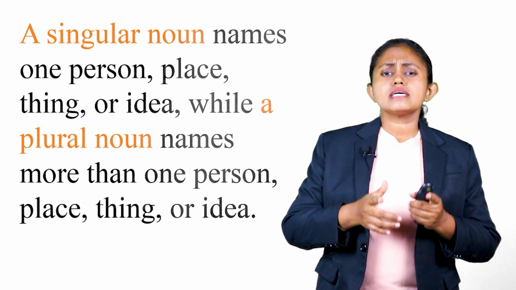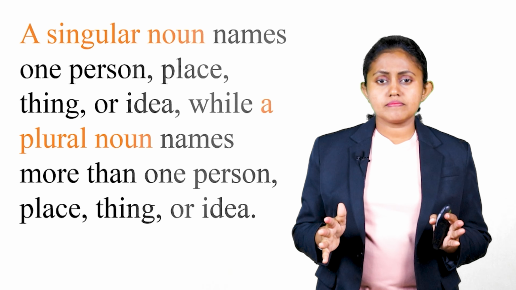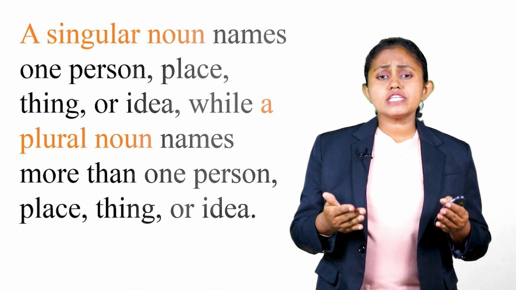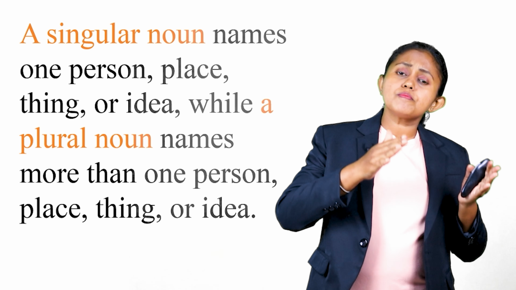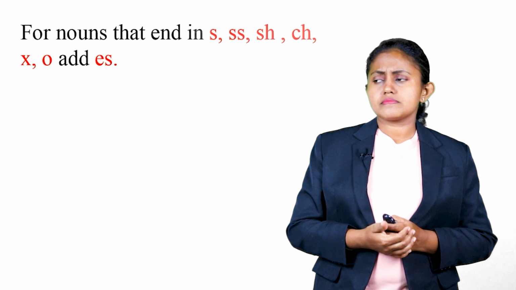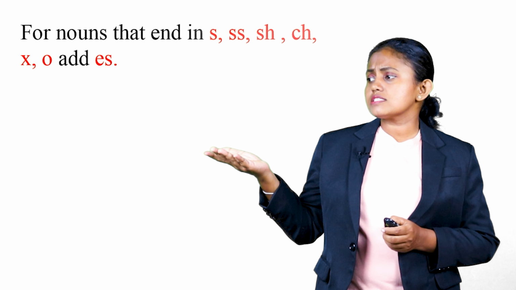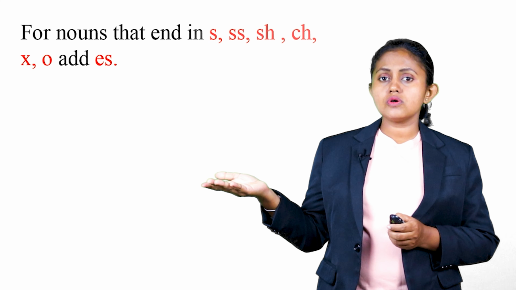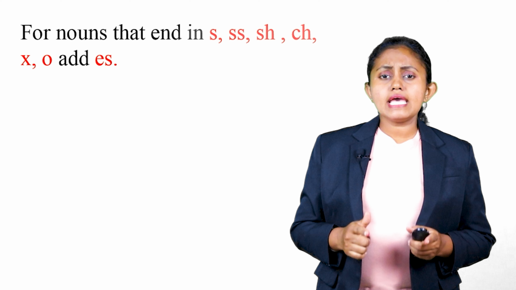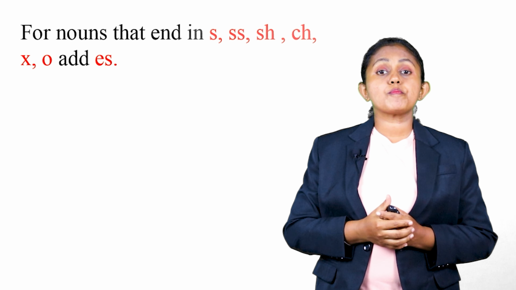When you are learning the pluralization of nouns, you have to remember some rules. So, keep in mind there are some rules that we want to learn if we want to make plurals of singular nouns. Let's see what they are. First one: for nouns that end in s, ss, sh, ch, x and o, add es. What is that? If the noun ends with these given letters, you have to add es to make plurals.